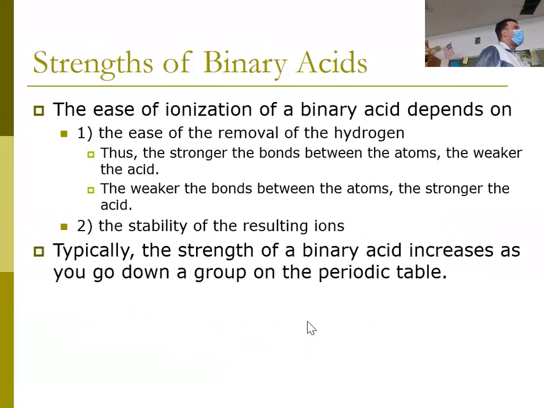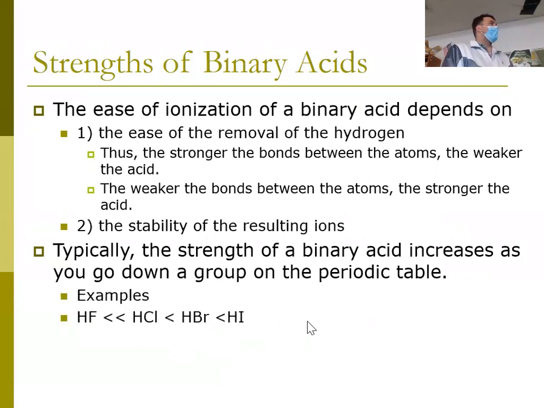The stability of the resulting ions. Typically, here's the biggest thing to take out of this whole slide. This is based off of the periodic table. If I'm looking at the periodic table, what's the top element in the halogens? It's F, then Cl, then Br, then I. So the strongest binary acid is typically HF. Now, this is kind of a weird thing, isn't it? Why?